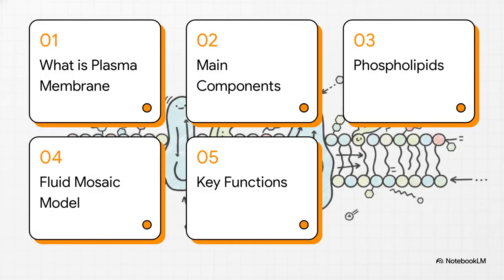Okay, let's dive into this. Here is our roadmap for today. We're going to cover: 1. What the plasma membrane actually is. 2. Its main components. 3. The unique nature of phospholipids. 4. The famous fluid mosaic model. And 5. The membrane's key functions.